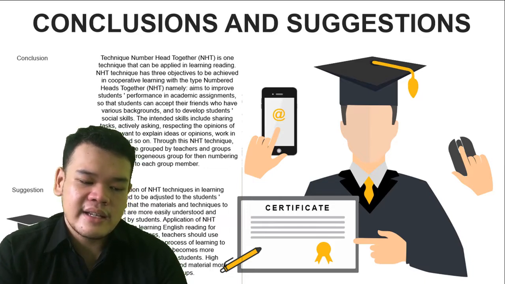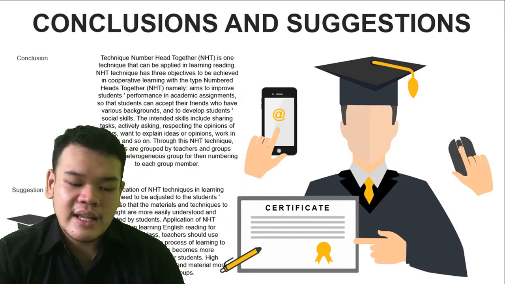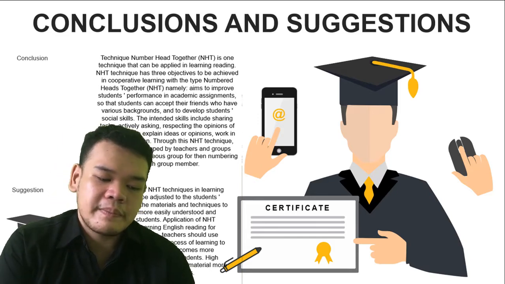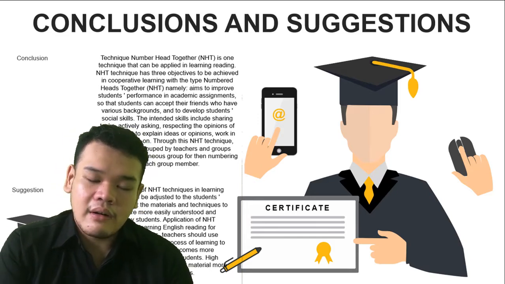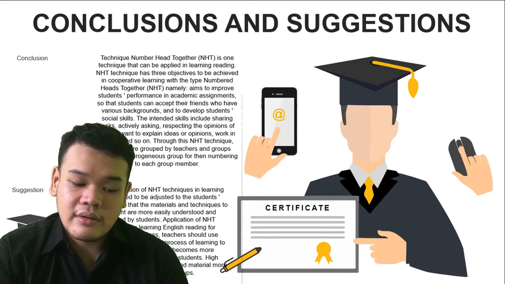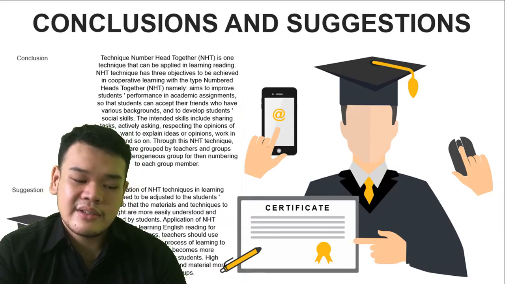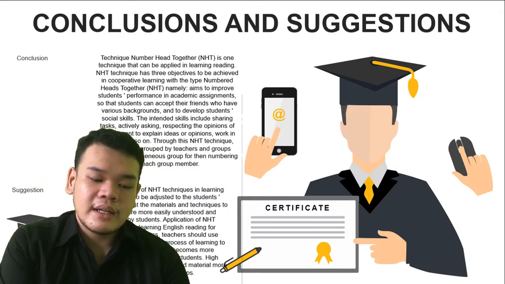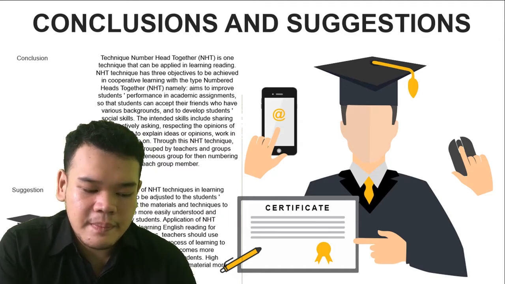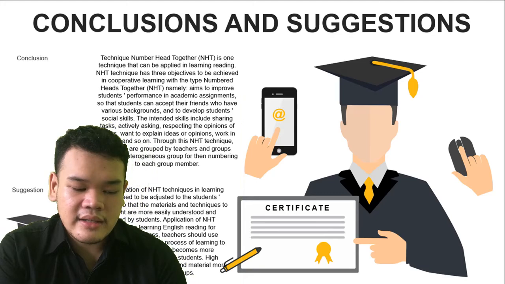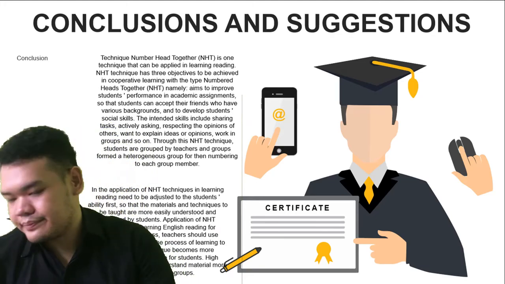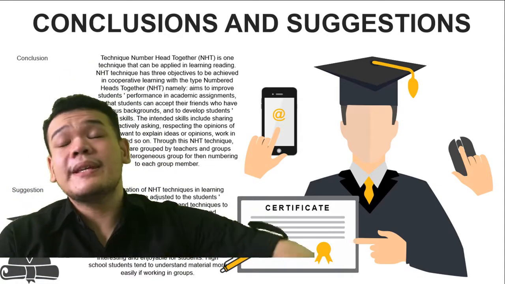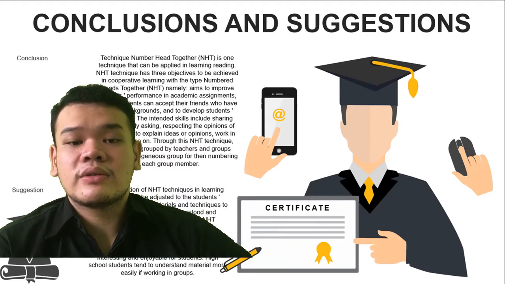The intended skills include sharing tasks, actively asking, respecting the opinions of others, explaining ideas or opinions, working in groups, and so on. So, in this number head together technique, students are grouped by the teacher, and the groups form a heterogeneous group, then numbering is given to each group member. And the last is the suggestion from me as the author of this paper.